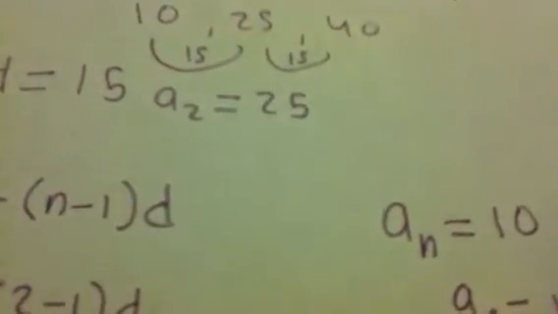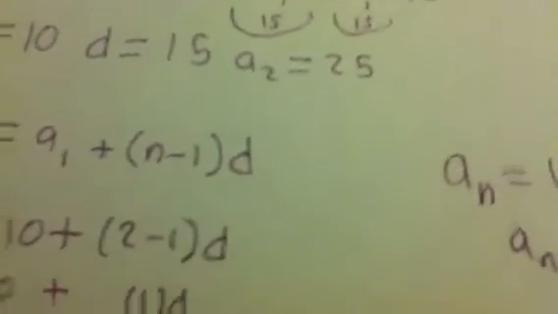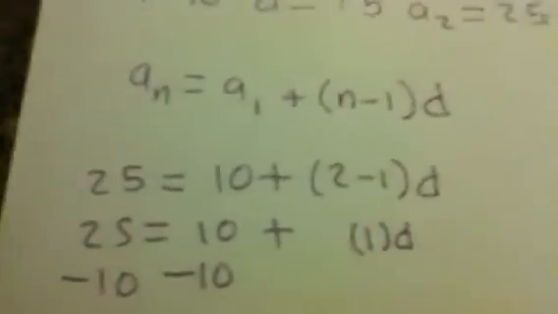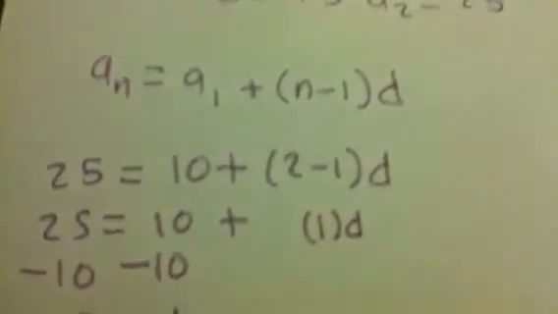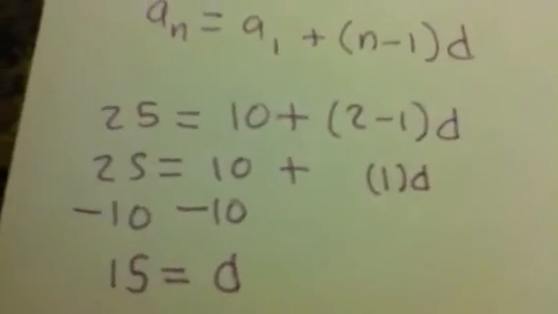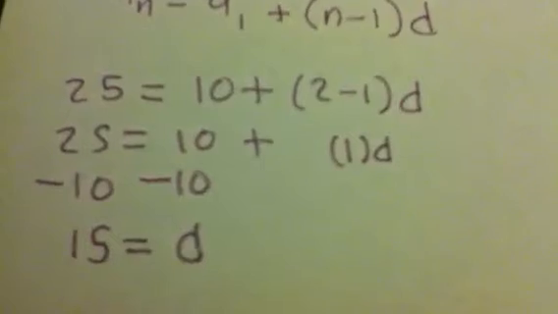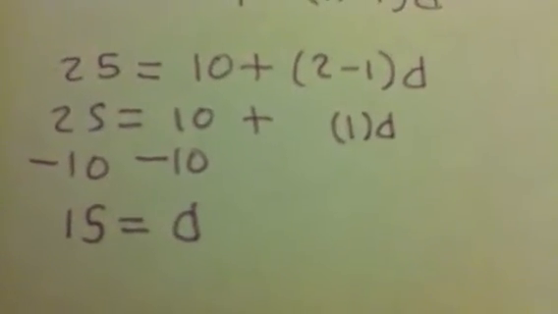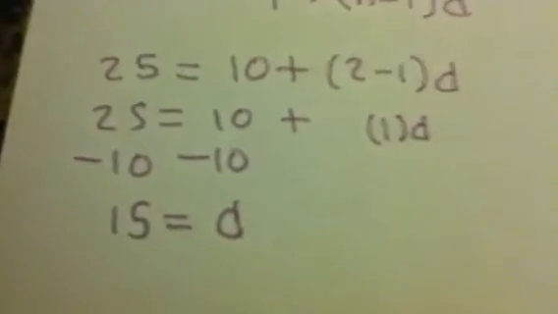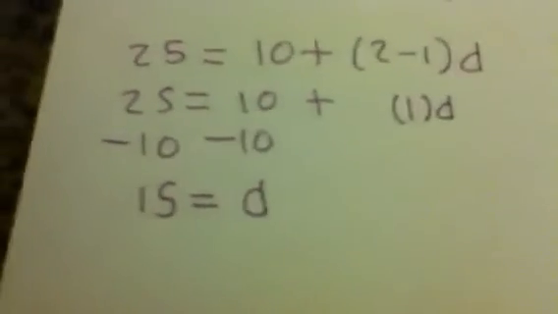We plug in what we have, and I decided to use it almost like a point (2, 25), like an x and y coordinate. I substitute that into this equation. So you get 25 equals 10 plus 2 minus 1 times D, and that makes 1. So 25 equals 10 plus D. You subtract 10 from both sides, and your common difference is 15 feet.